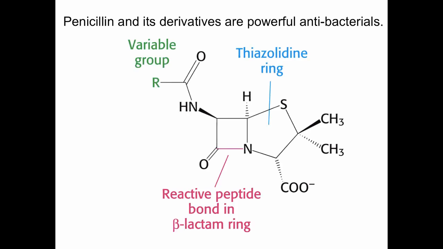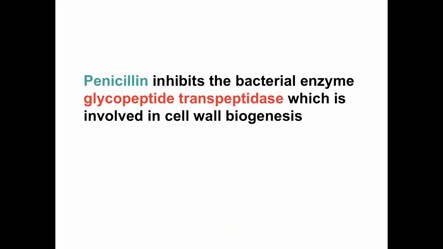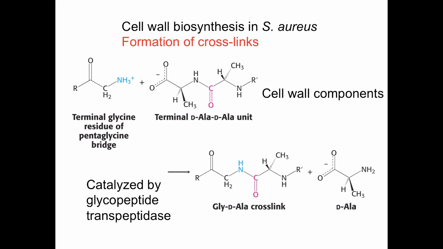Penicillin and its derivatives are a group of potent antibiotics used to treat antibacterial infections. Penicillins have a thiazolidine ring, a variable R group, and a reactive peptide bond in a beta-lactam ring. Penicillin kills bacteria by inhibiting the bacterial enzyme glycopeptide transpeptidase, which is involved in cell wall biogenesis. Cell wall biosynthesis requires the cross-linking of a terminal glycine-pentaglycine bridge with a terminal D-Ala-D-Ala unit, which is catalyzed by glycopeptide transpeptidase to form the Gly-D-Ala crosslink.